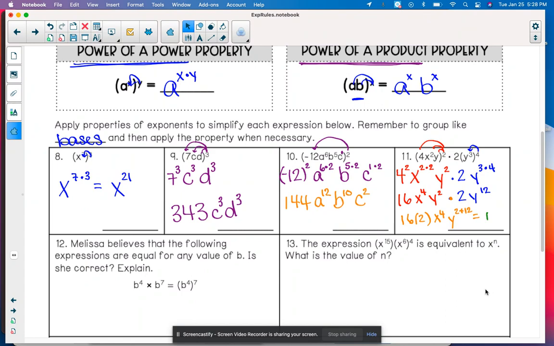Which leaves us with 32, because 16 times 2 is 32. X to the 4th, y to the 14th. So again, I know that this one was difficult, but as long as you attempted it, that's what I care about the most.